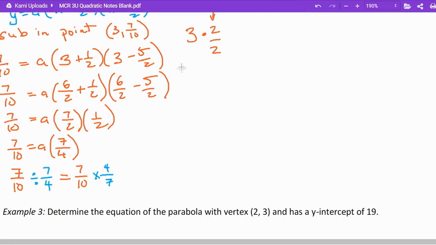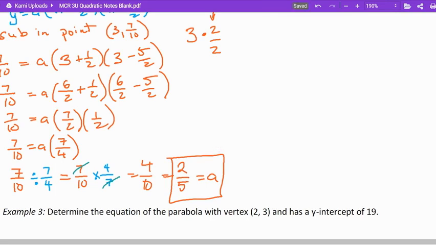See, Luke, why I didn't change the 7/10? Because I was like, it might work out. And it did. Cross cancel the 7s. I get a nice 4/10. Well, 4/10 is the same as 2/5, and that is my a value.